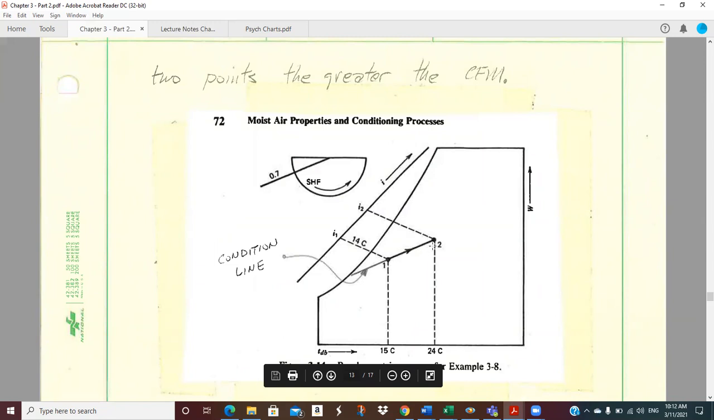Okay, so 2 is my room condition. That's the condition that I want to maintain in my space. Well, this is the condition line.